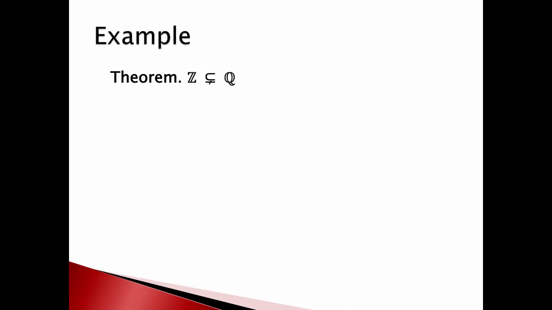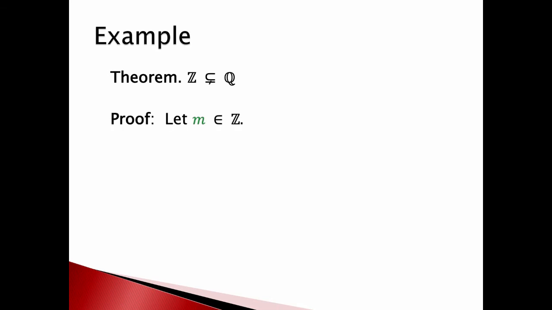Okay, so here's a theorem now. Z is a proper subset of Q. So the integers are a proper subset of the rational numbers. So there's two things we have to prove here, right? We have to prove that Z is a subset of Q and also prove the proper part, that there is something in Q which is not in Z. There is a rational number which is not an integer.